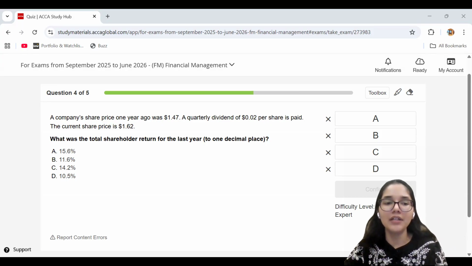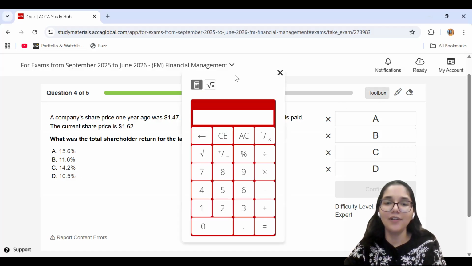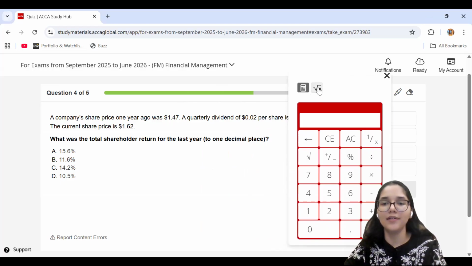Be very careful, read the question properly. Samanvai, Levin, think about your answers again. What is the formula that we have learned to calculate the total shareholder return?